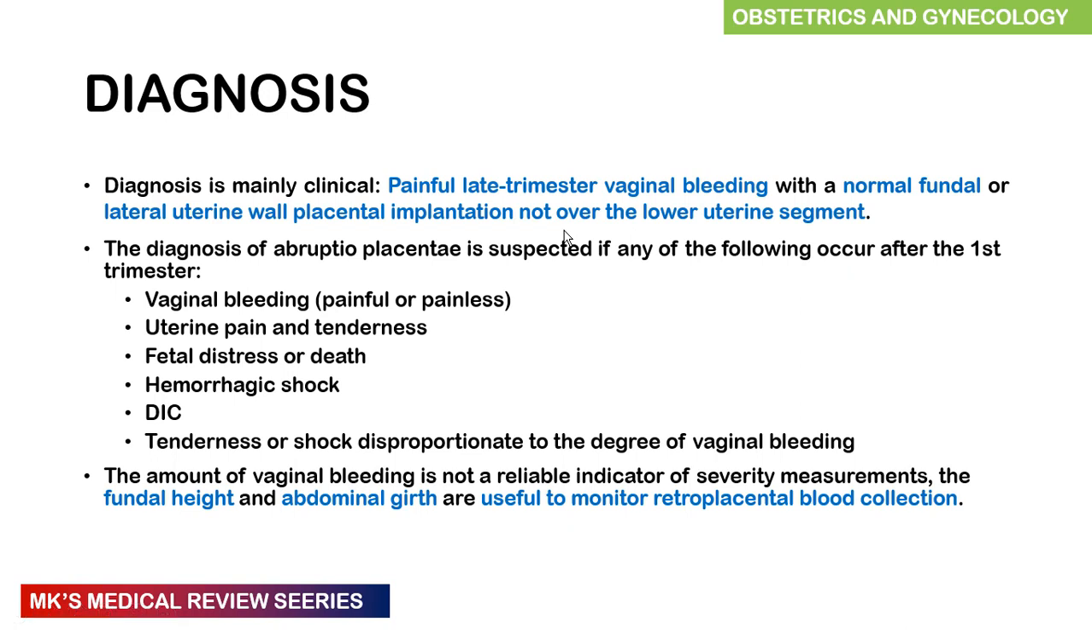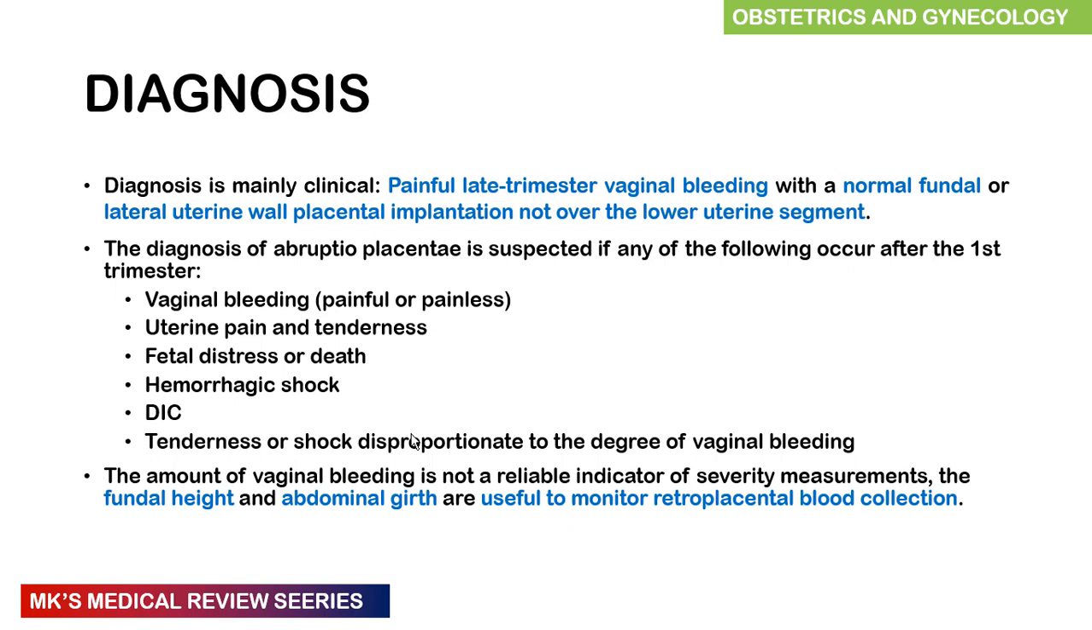Then, of course, the diagnosis can also be considered if, number one, this person has vaginal bleeding in the first trimester, whether it's painful or painless, we should consider placenta abruption. If there's uterine pain or tenderness, if there's fetal distress or fetal death, if there's hemorrhagic shock, if there's DIC, if there's tenderness or shock disproportionate to the degree of vaginal bleeding, even if it's in the first trimester, or rather after the first trimester, you should suspect placenta abruption.